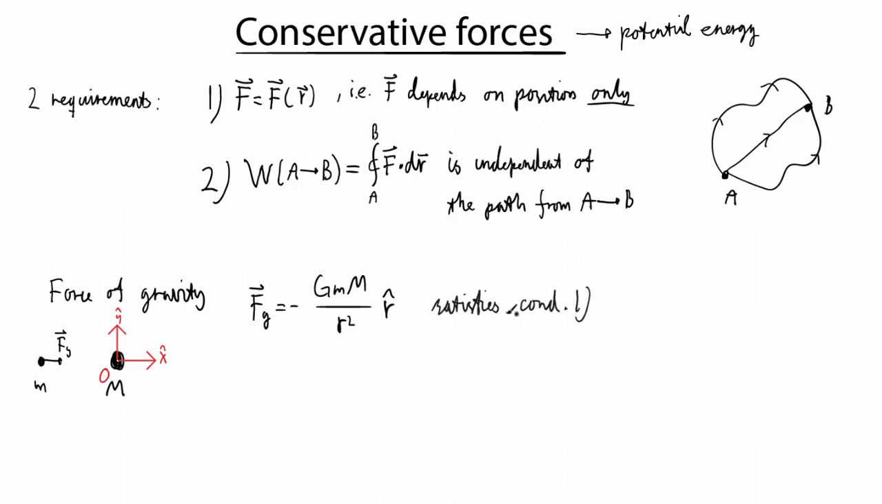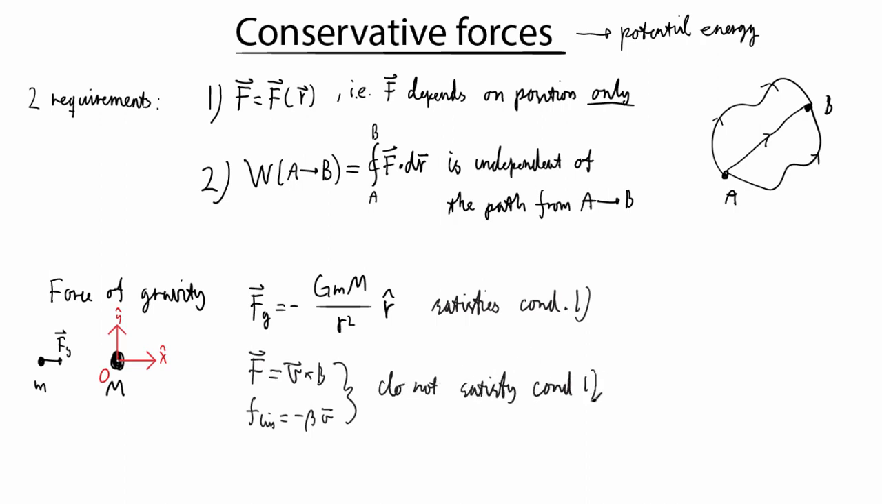Other forces, though, are not included. For instance, magnetic forces depend on velocity. They don't satisfy the first condition. Air resistance, as we've just seen, also depends on the velocity, so it does not satisfy this condition. So F equals qV cross B, or air resistance, let's say linear air resistance, minus bV. And they do not satisfy condition 1.